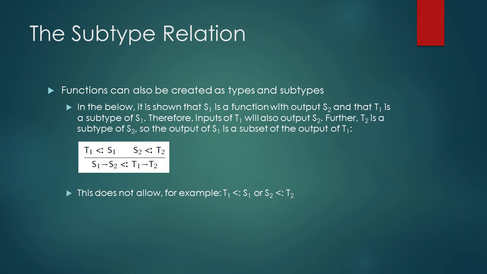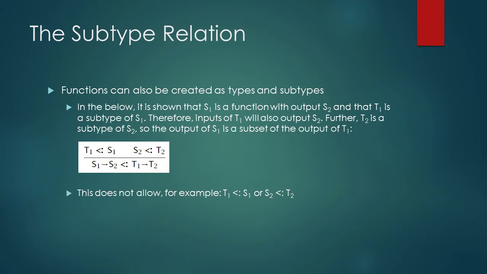Moving on to slide 10, you can see that functions can also be created as types and subtypes, but there is a lot of careful tracking that needs to go between the subtyping and the outputs. So we can see here that S2 is a subtype of T2, and we can also see that T1 is a subtype of S1. So T1 being a subtype of S1, we can see in the denominator that S1 creates an output of S2. So T1, therefore, being a subtype of S1, a type that is essentially a replacement for S1, it can also replace S2.